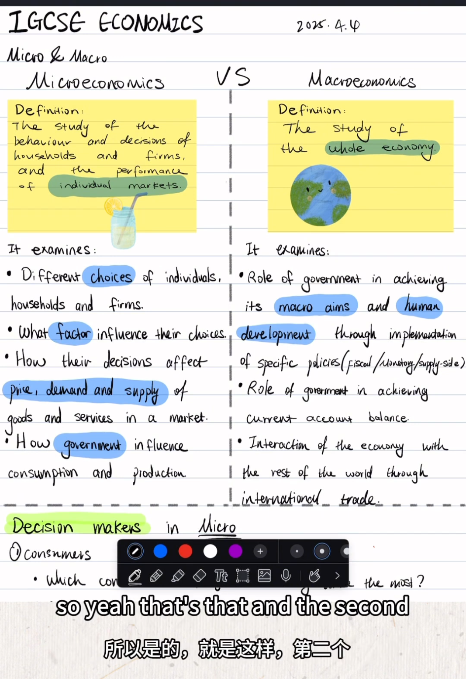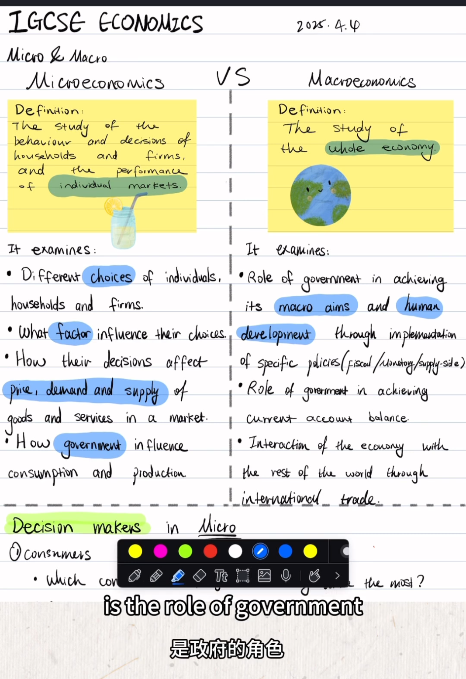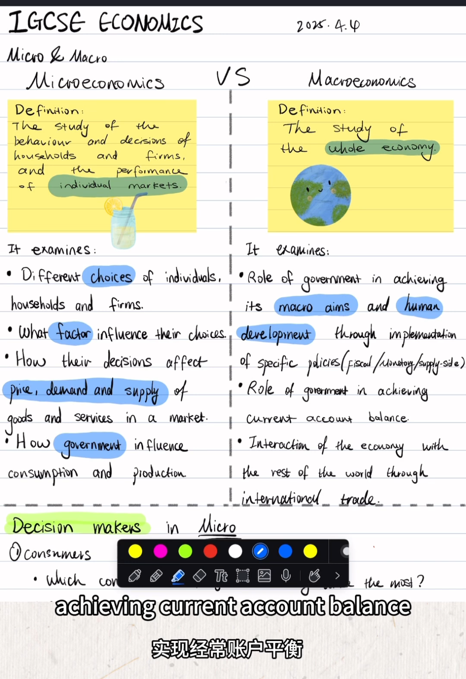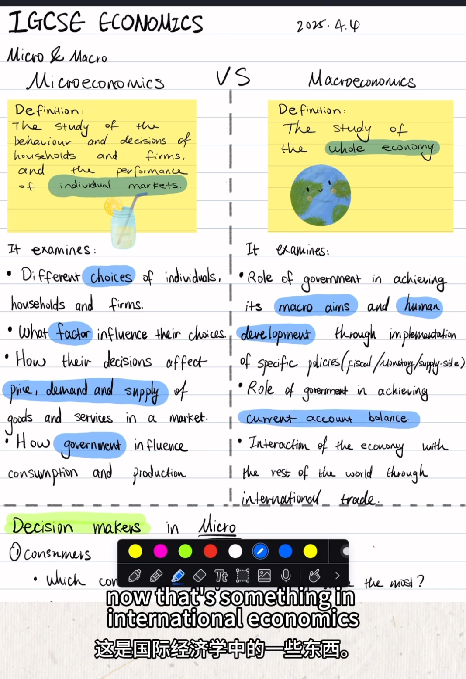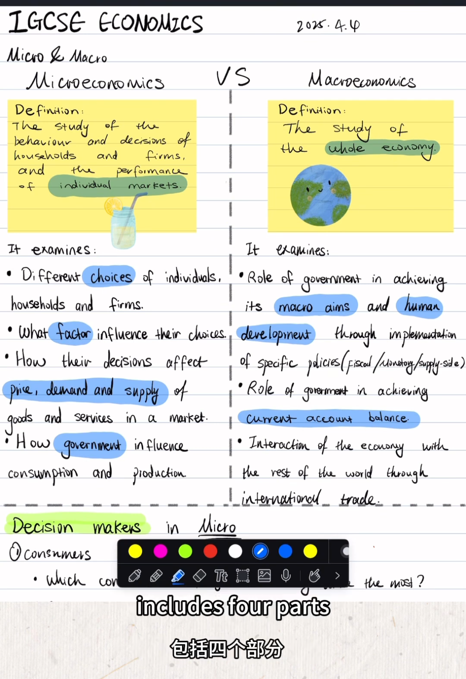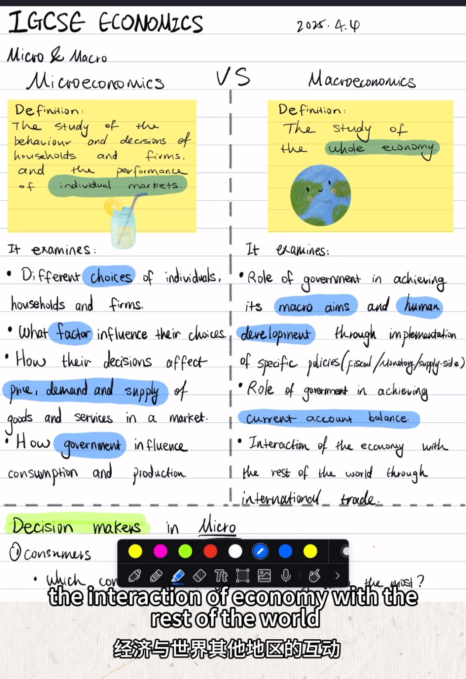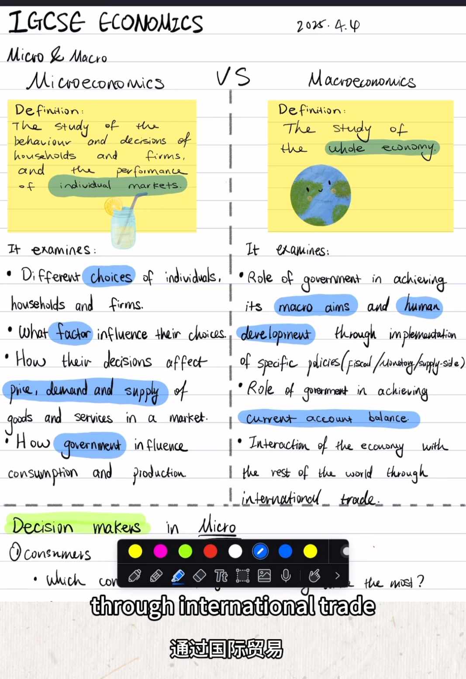So yeah, that's that. And the second thing that macroeconomics examines is the role of government in achieving current account balance. Now that's something in international trade, which basically includes 4 parts, which we're going to talk about later, okay? And lastly, we have the interaction of the economy with the rest of the world through international trade.